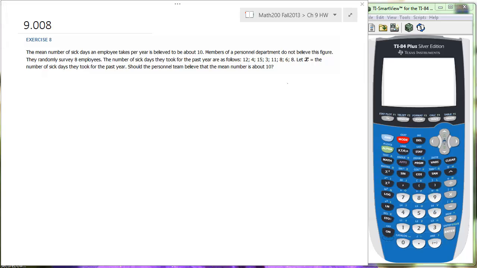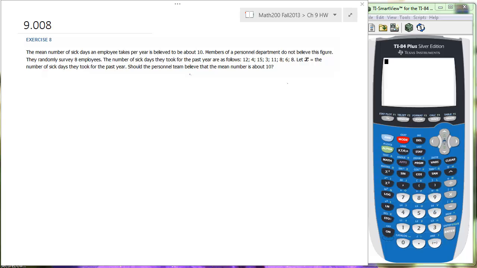This is exercise number 8 from chapter 9. It says that the mean number of sick days an employee takes is believed to be 10, but members of personnel don't believe this. And so they randomly select 8 employees and they take the number of sick days from each of those employees this past year. So they want to know if the personnel team should believe this mean or not.